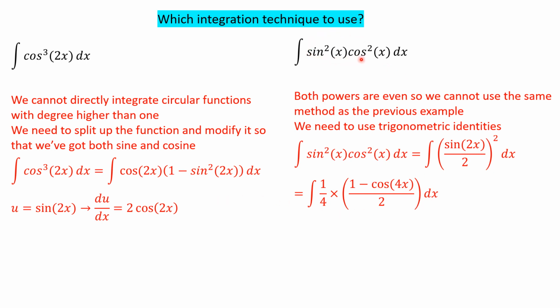The next example. In this case, both powers are even, so you need to use another technique. This is when trig identities are useful. We know that sine x cos x is equal to sine 2x over 2. But then you've got a square, so you just have to square the whole thing. And then you use another trig identity because you still have power 2 here, which you cannot integrate. So you use another trig identity to turn the trig function into power 1. Now you can integrate it.